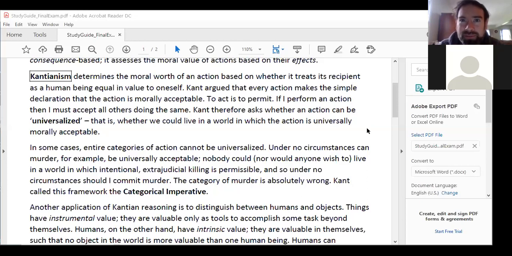In a sense, it's kind of like the golden rule, right? But one of the major differences between the golden rule and Kantianism is that Kant tries to develop a very, very logically consistent basis for the golden rule. Right?